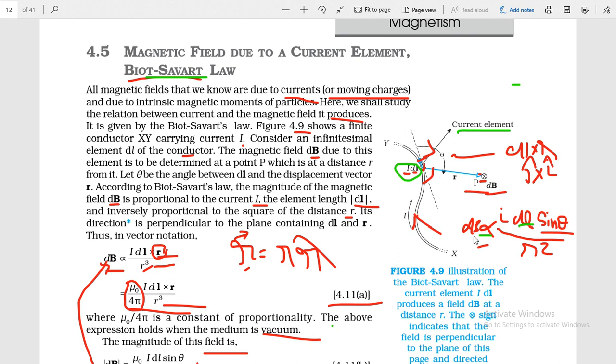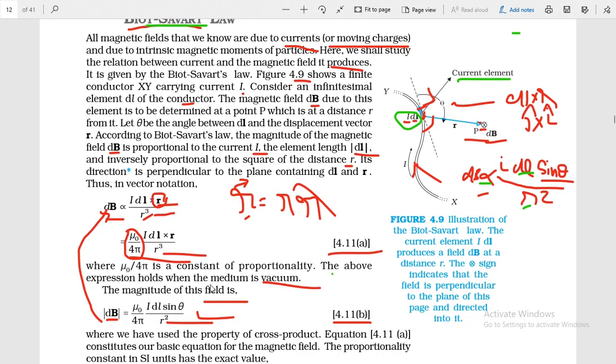Then dB is proportional to 1 by r square, where r is the distance of the point P from this element dl. So finally you can see this one is the equation for the magnetic field. This is actually the magnitude of the magnetic field at point P due to this current carrying wire. This is given by equation number 4.11. So this one is the magnitude.